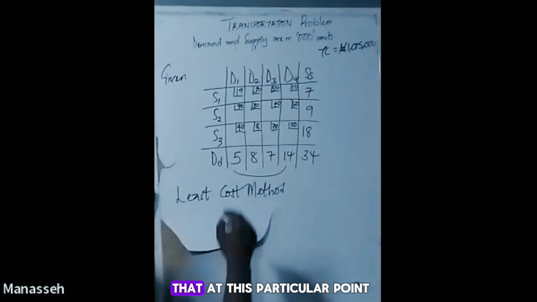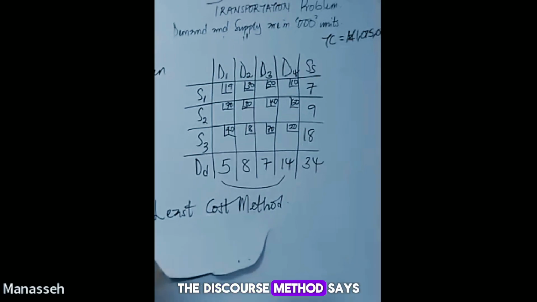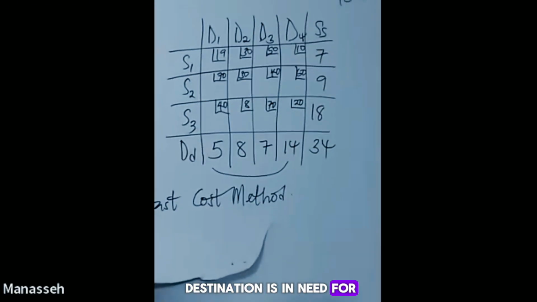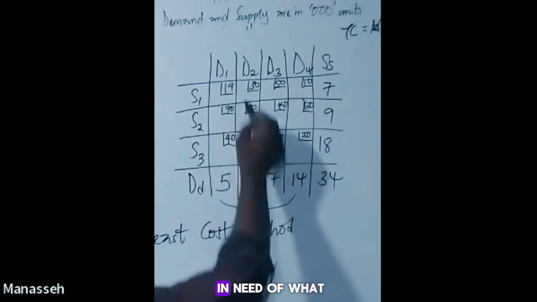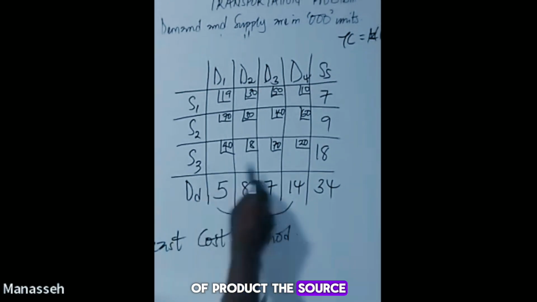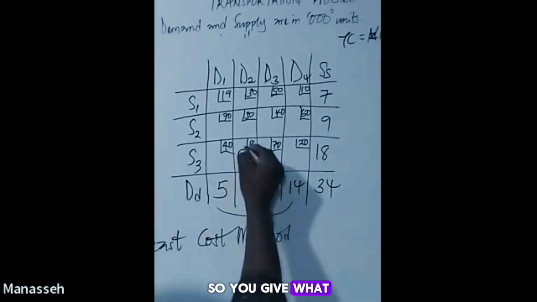So the question is, at this particular point, what are you expected to do? The least cost method says give according to what the destination is in need of. The destination point is in need of 8,000 units of product. The source can give 18,000 units of product. So you give 8,000 units.